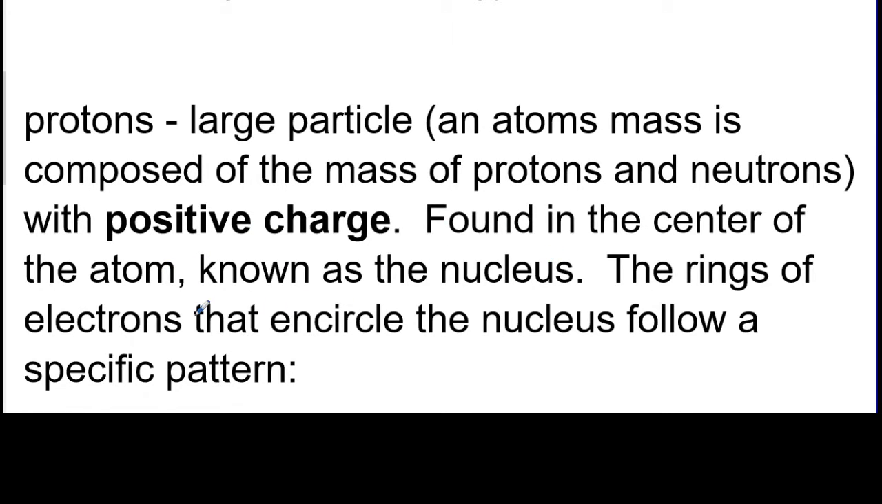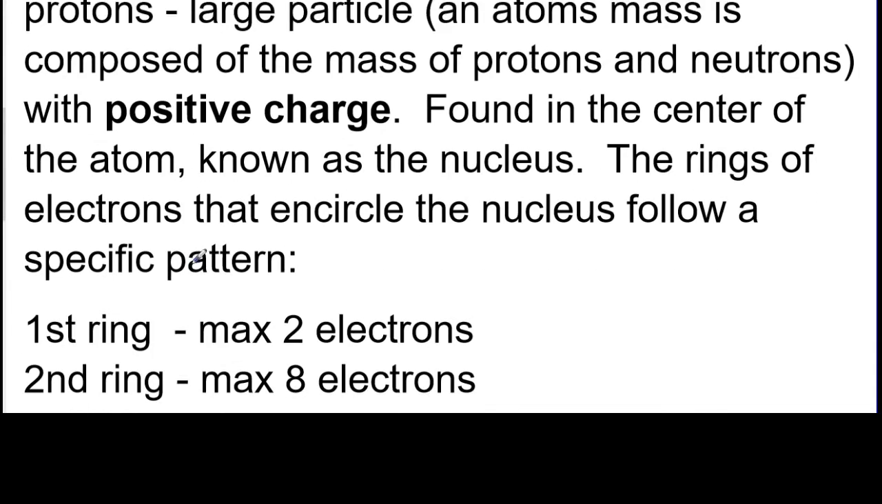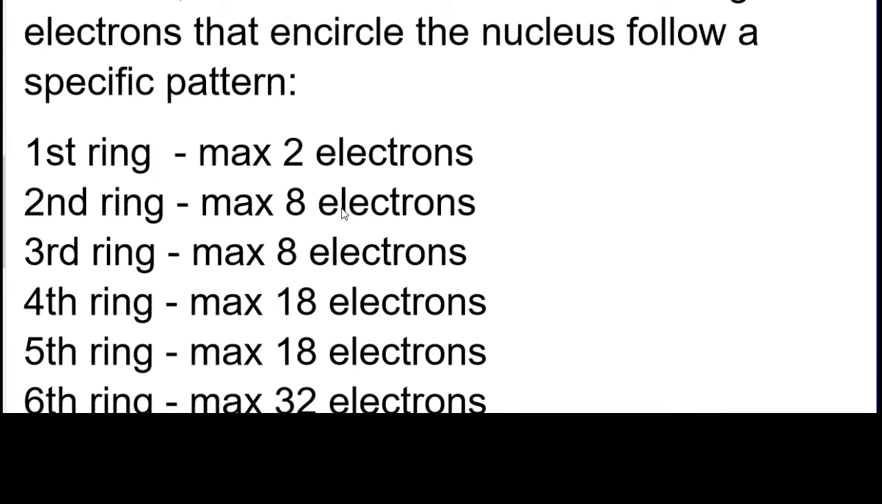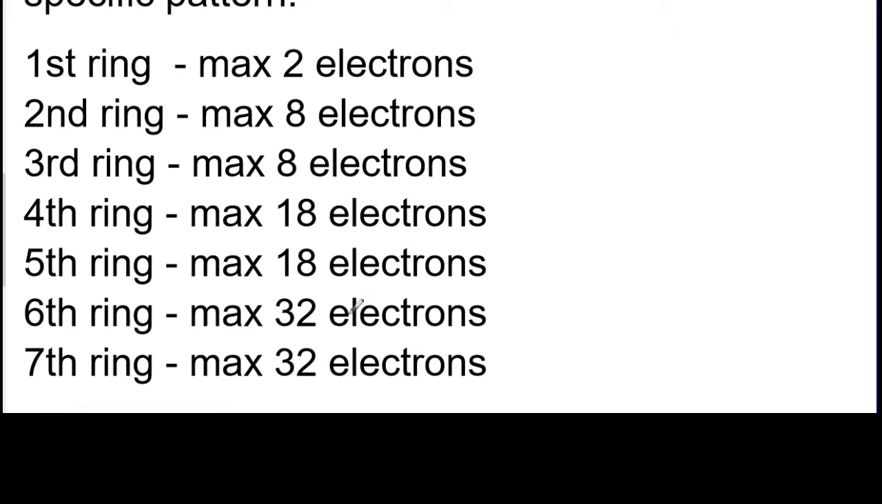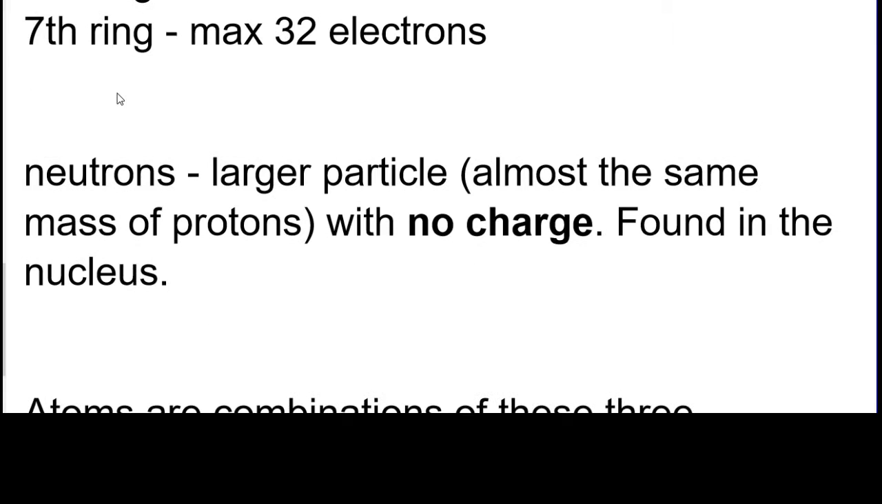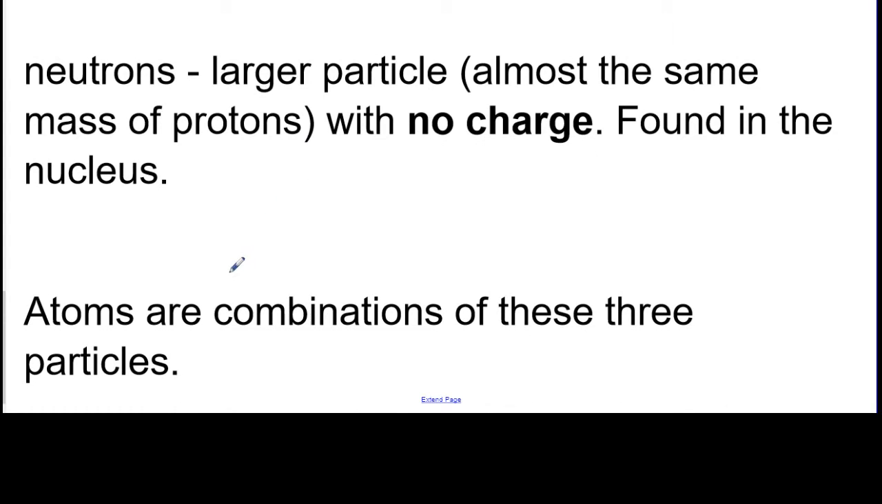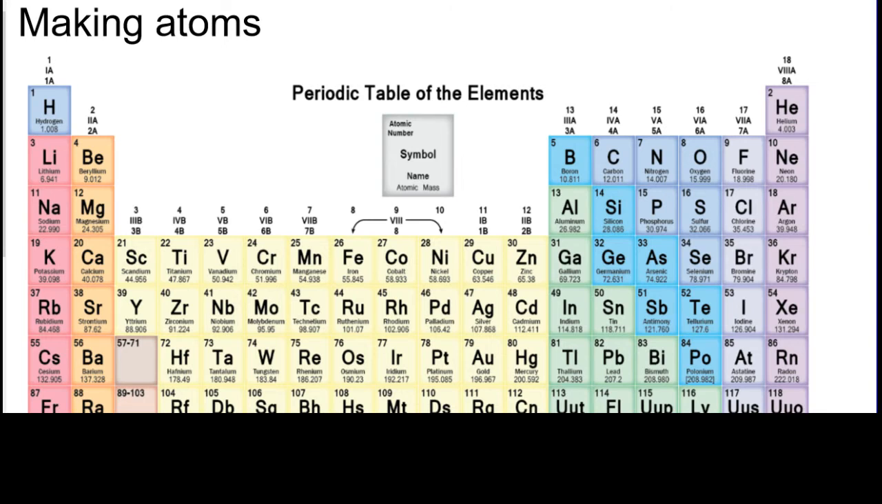The rings of the electrons that encircle the nucleus will follow a specific pattern. So this is the pattern that the electrons follow. In the first ring there are 2 electrons, second ring 8, third ring 8, fourth and fifth 18, and sixth and seventh have 32. This is important when we're starting to draw our Bohr diagram. Neutrons are a larger particle, almost the same mass as protons, that have no charge, and they're also found in the nucleus. Atoms are just a combination of these three particles.